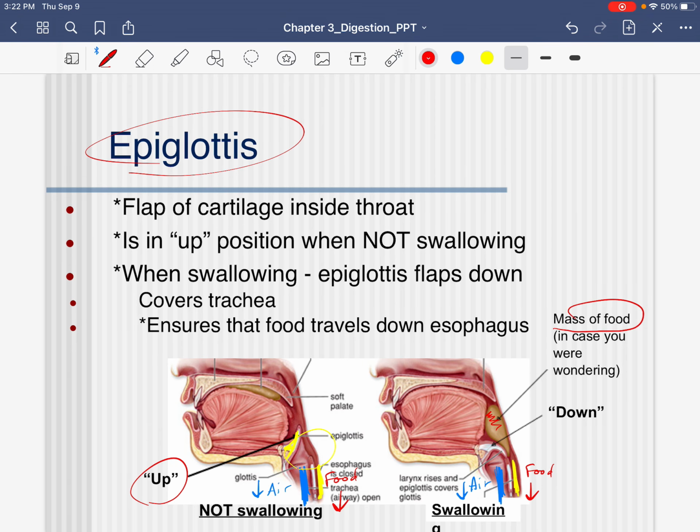However, when we swallow, and here you can see the bolus of food, this brown thing, when we swallow, the epiglottis comes down. And what it's doing is it's closing off the trachea. So immediately after we swallow, the epiglottis moves into a down position to cover the trachea. So for that instant, the food has nowhere to go but down the esophagus. This is really important.